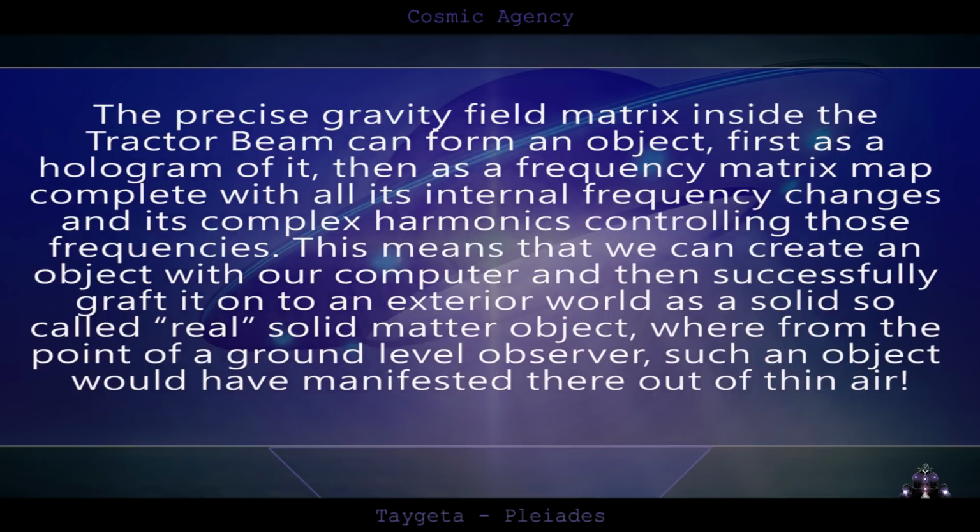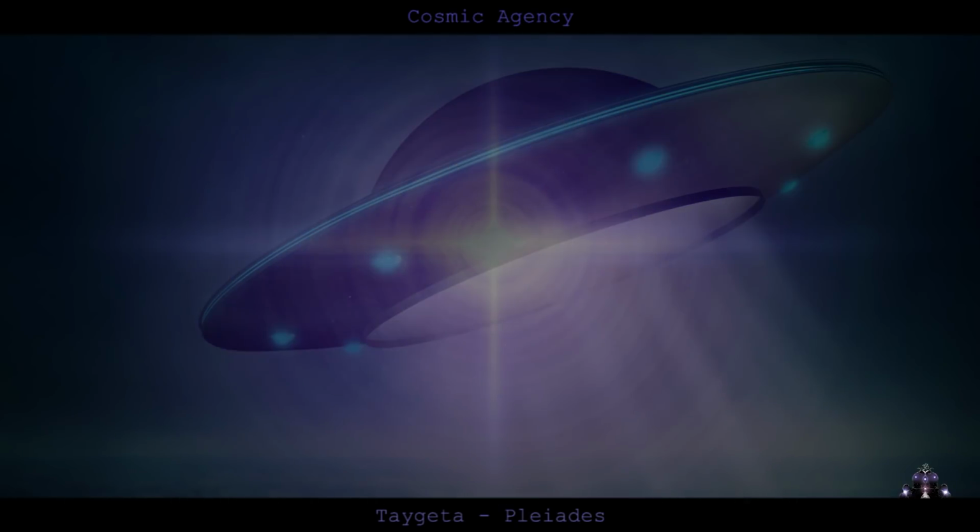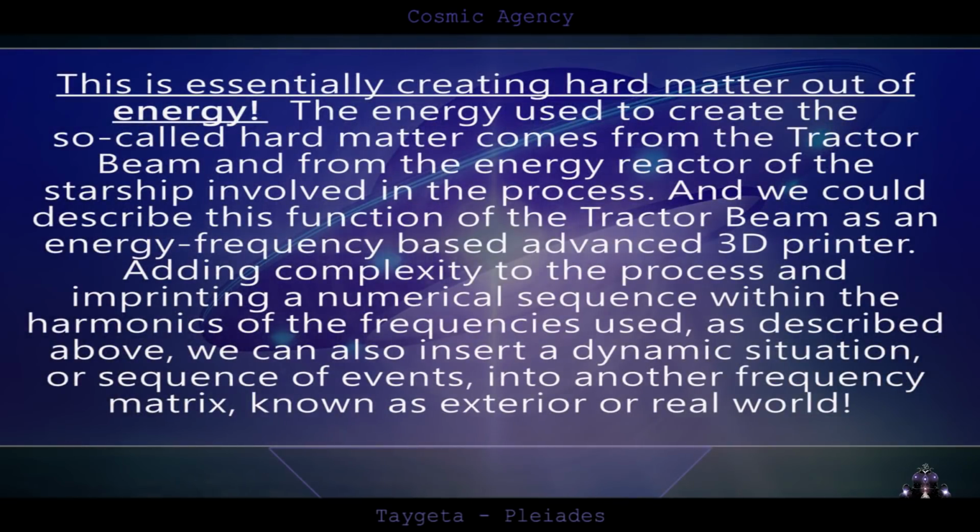This means that we can create an object with our computer and then successfully graft it onto an exterior world as a solid, so-called real, solid matter object, where from the point of view of a ground-level observer, such an object would have manifested there out of thin air. This is essentially creating hard matter out of energy. The energy used to create the so-called hard matter comes from the tractor beam and from the energy reactor of the starship involved in the process.